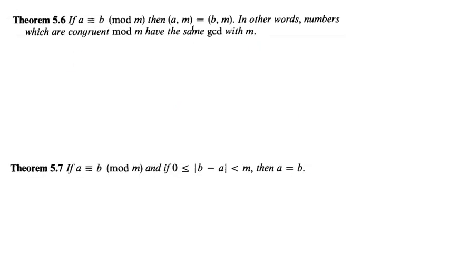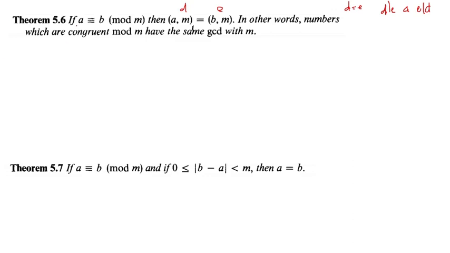Next theorem: if A is congruent to B mod M, then GCD of A and M and GCD of B and M are equal. In other words, numbers which are congruent mod M have the same GCD with M. So we take D equal to GCD of A and M, and E equal to GCD of B and M. Here we have to prove that D is equal to E. So we'll prove that D divides E and E divides D.